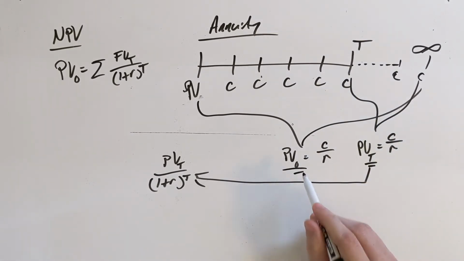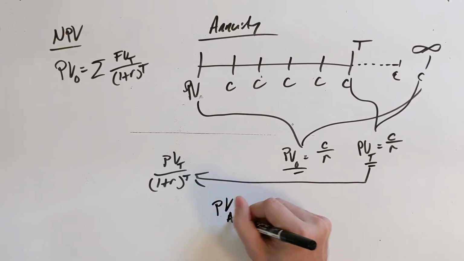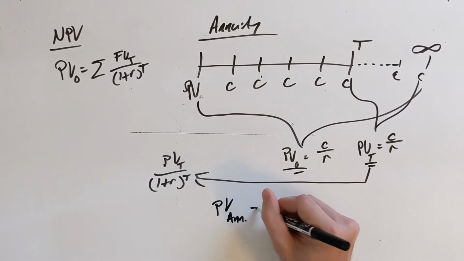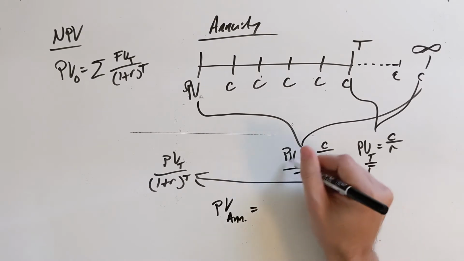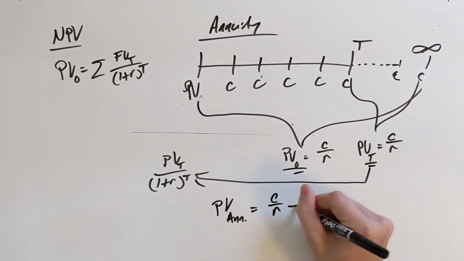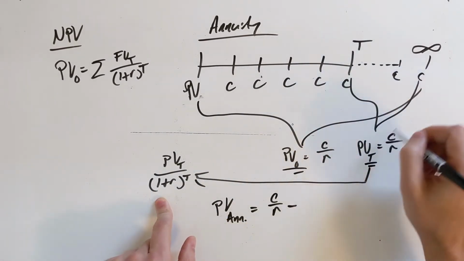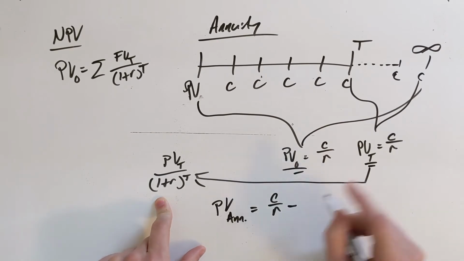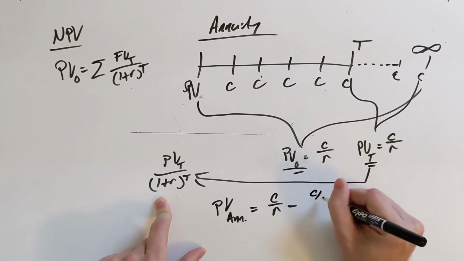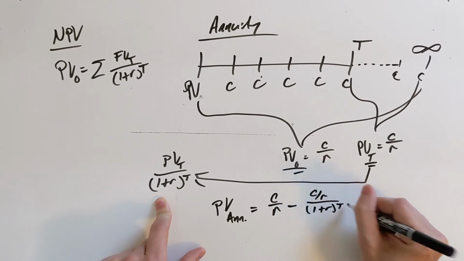And this will calculate the present value at time 0 of this value at time t. All right, so now for the present value of the annuity, it's going to be equal to the present value of the entire perpetuity minus the present value of the annuity that starts out in the future, and that's going to be C divided by r over 1 plus r to the t.